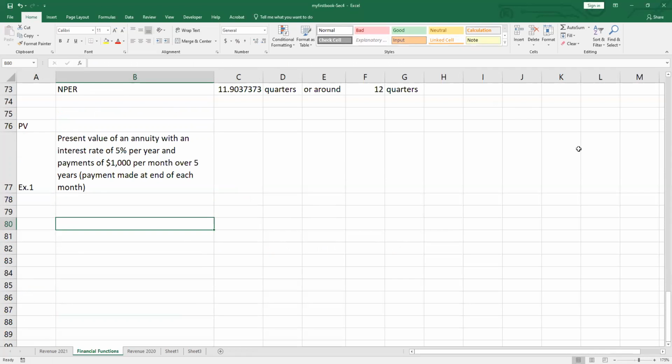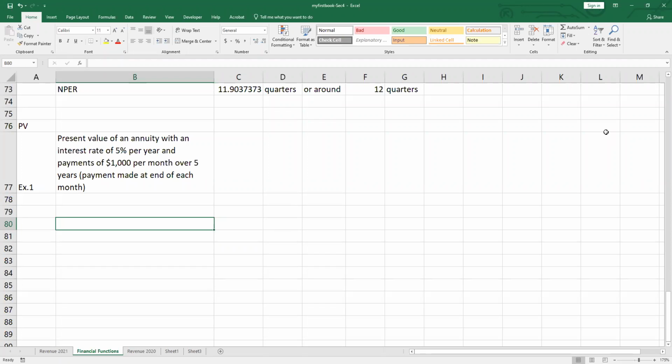In this example, you are asked to find the present value of an annuity. What does it mean? For the annuity, there are two meanings. The first meaning is that when you prepare the contract of the loan that the bank will give you, the annuity means the amount of money that the bank will give you. Or in terms of insurance, like life insurance, annuity means the amount of money that the insurance will pay to you.